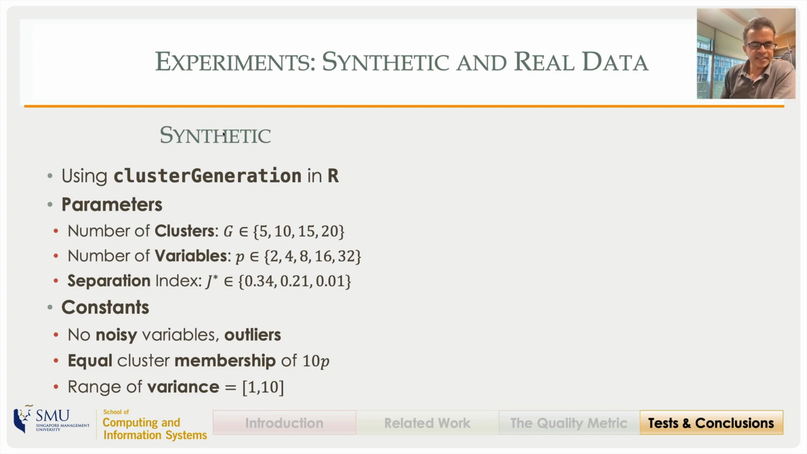using the cluster generation package in R, using parameters, the number of clusters running from 5 to 20, and a number of variables running from 2 to 32. And then there is a separation index called J star. When it is high, the clusters are well separated. When it is low, like 0.01, then the clusters are expected to be realistic. Other hyperparameters include the number of noisy variables, outliers, etc., which we set to 0, cluster membership constant, and the range of variance 1 to 10.